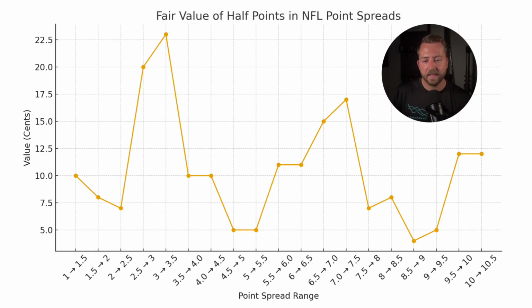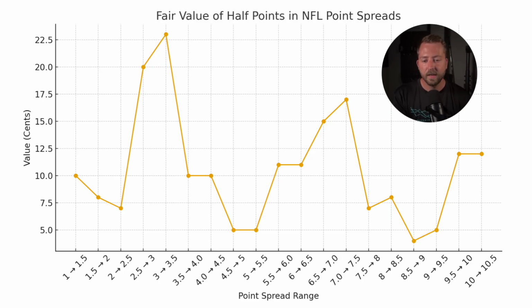But yeah, the x-axis is the line movement, and then the y-axis is the value in terms of cents in American odds. So if we look here at a couple big spikes, that's going to be our key numbers. Those are numbers that have the most value. So for an example here, moving from 2.5 to 3 is worth about 20 cents of fair value.